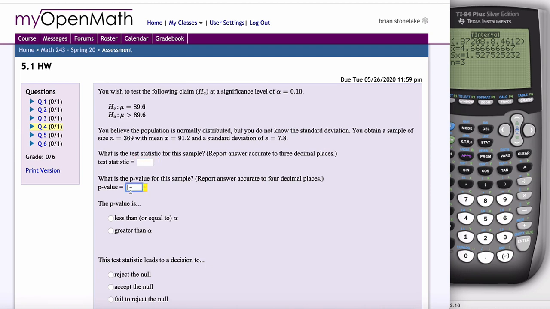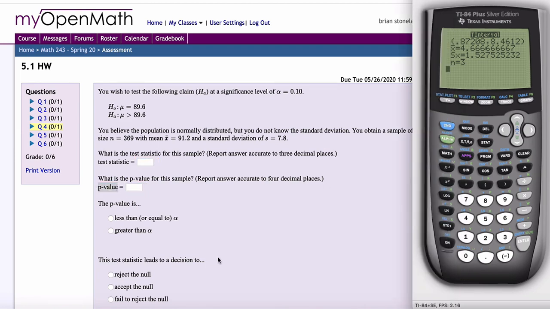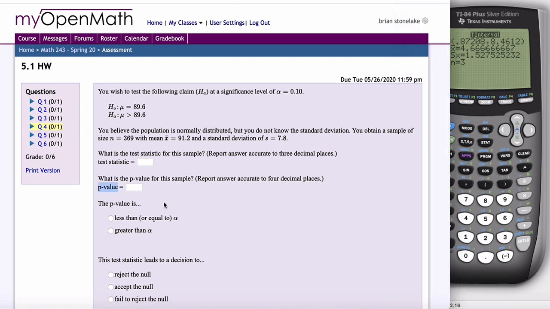Test statistic and p-value. Oh, nice. It's set up for the p-value method of hypothesis testing. That's good, because I told you we won't be doing the classical method in this class because not everybody has the inverse t function on their calculator.